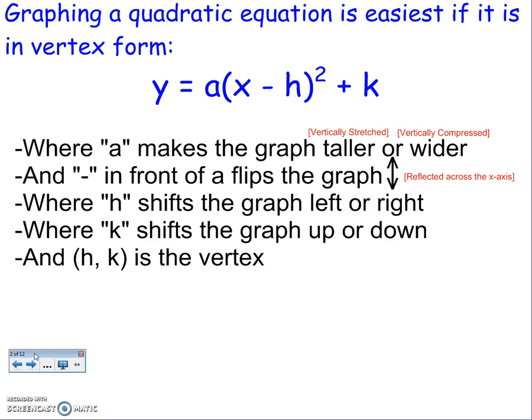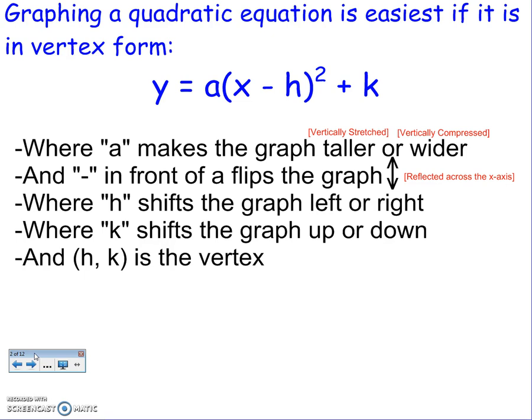A makes a graph taller or wider. Taller means vertically stretch, wider means vertically compress. The negative in front flips the graph upside down, meaning reflect across the x-axis. H is the horizontal shift, left and right, but just opposite. K is the vertical shift, up and down. And h, k is the vertex.